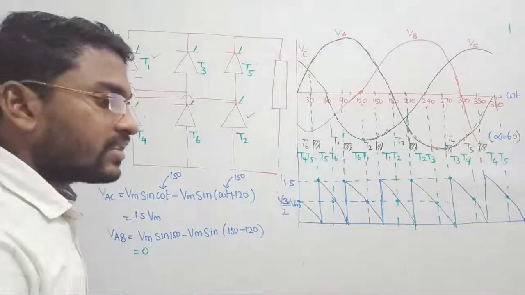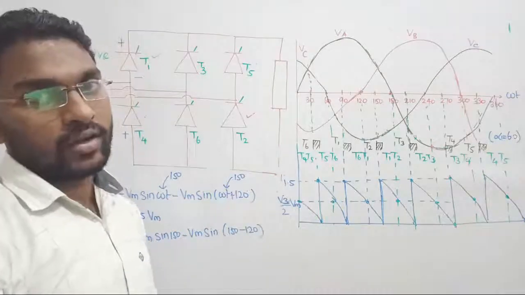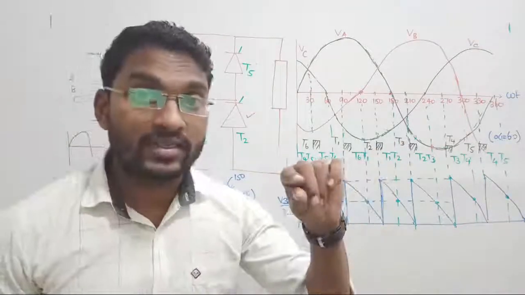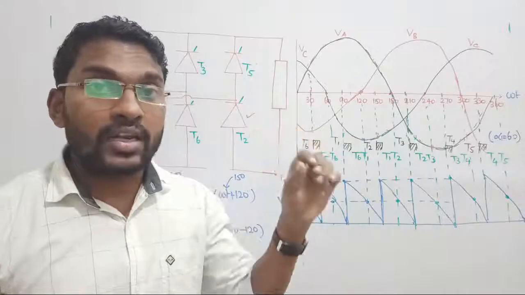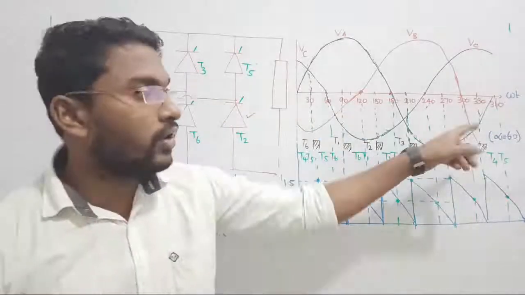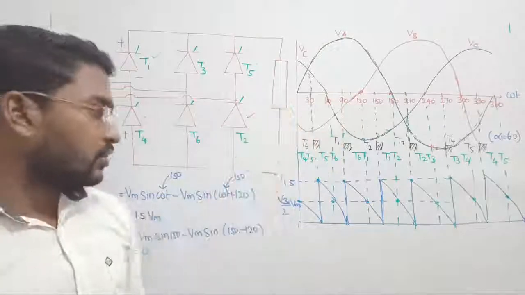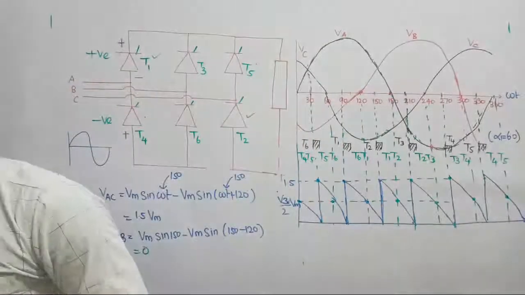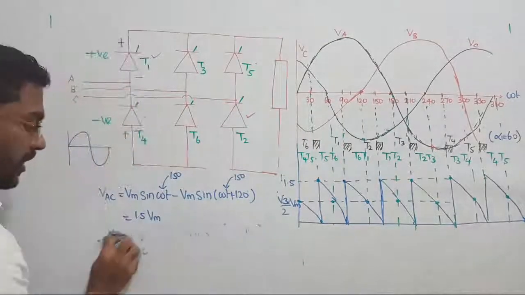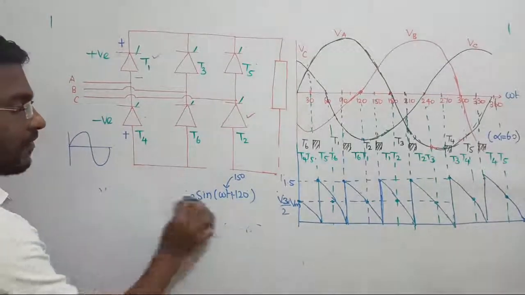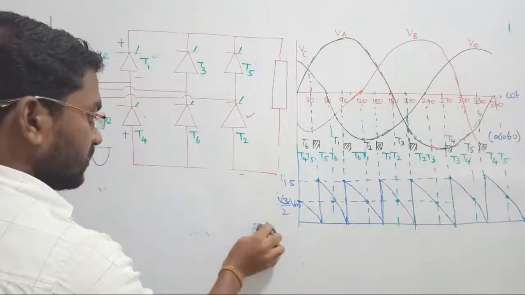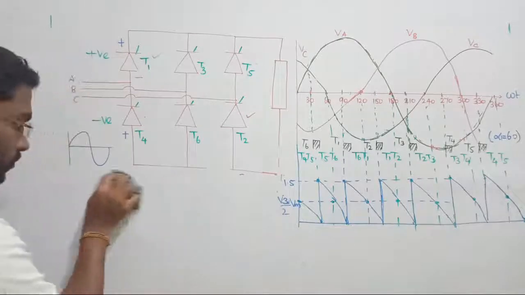Whereas when I was discussing the three-phase half-wave rectifier, what we saw, alpha should be what? Less than 30 degree. That is for three-phase half-wave rectifier. Whereas for full-wave rectifier, the value of alpha should be restricted to less than 60 degree. Right? So let us make the next statement. For the continuous conduction mode, value of alpha should be restricted to less than 60 degree. That's all.